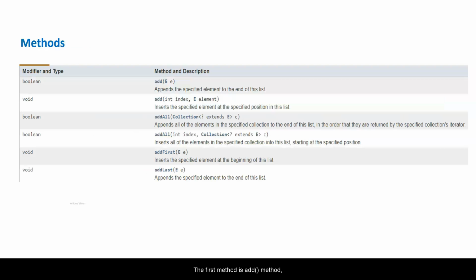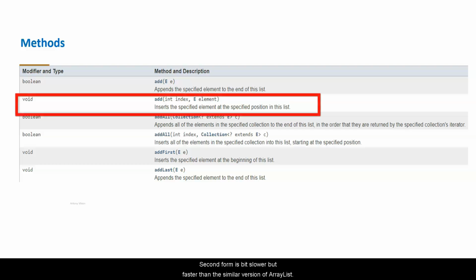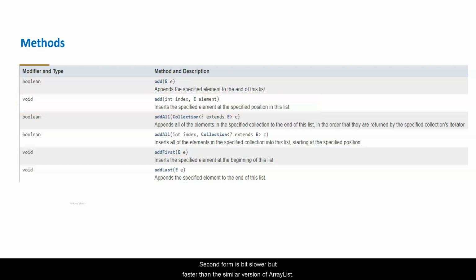The first method is the add method. It has two overloaded versions. One is adding an element at the end of the list, while the second form can be used to add an element at the specified position in the list. The first form of add is really fast, and the time taken to insert an element is always constant, irrespective of the size of the list. The second form is a bit slower, but faster than the similar version of ArrayList. To insert, this version needs to locate the node of the given position. In the previous lecture, we saw how this works by implementing the add method.